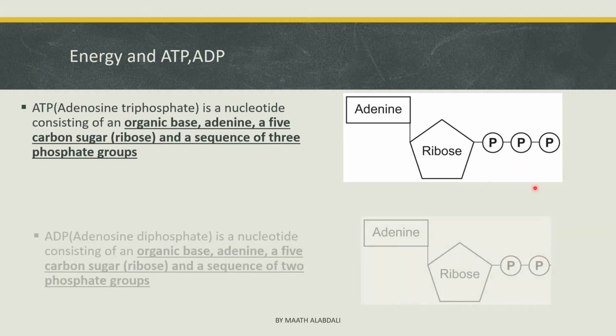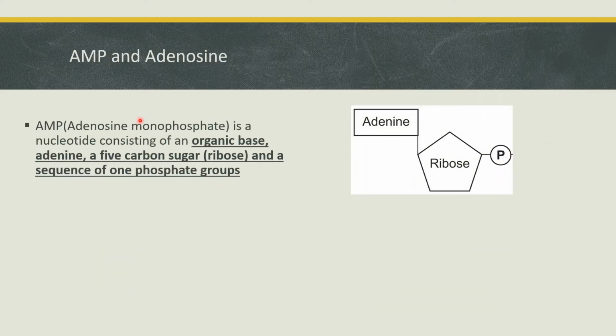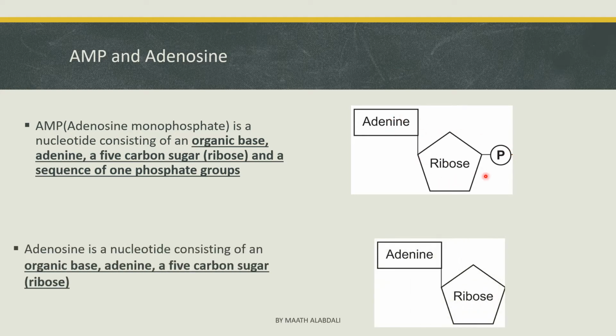So this is ATP. If it is 2 phosphate groups, then it is ADP, which stands for adenosine diphosphate and not triphosphate. So tri is for 3, di is for 2. That's how I remember it. And in here we got AMP, which is adenosine monophosphate, and it's basically the same thing but with 1 phosphate group. So 1 adenine, 1 ribose sugar, and 1 phosphate group. And finally we got adenosine, and it just has adenine and ribose.